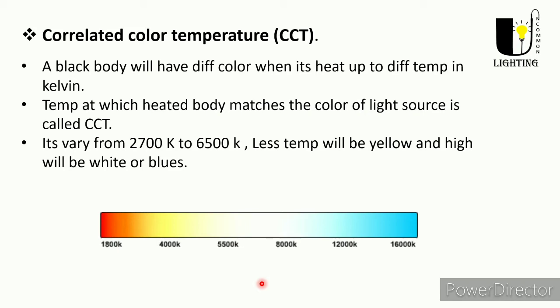For example, if you have an application where study and literature kind of work is happening, the color temperature will always be white or natural light. In a hotel reception area, where you want to feel a relaxed atmosphere, the color temperature will be 2700 to 3000 Kelvin, which looks warmish and relaxed. So color and color temperature are again very important factors for selecting any product.